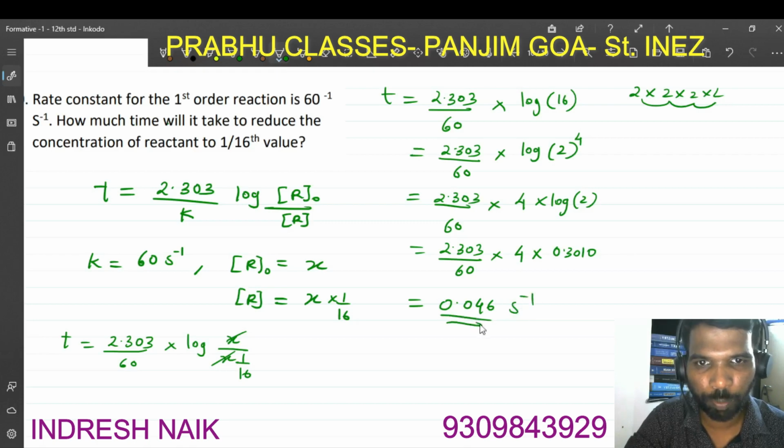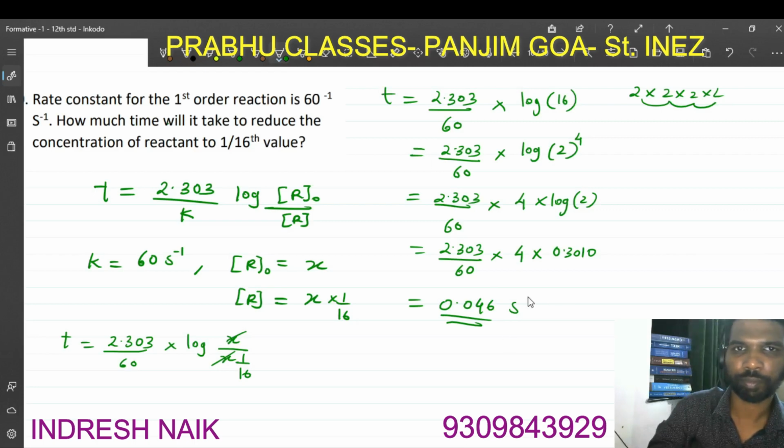Sorry, time is asked, no? So the unit is just seconds, right? This much time it is going to take to reduce it to 1/16. Okay, 2.303, one more time we'll do this, 4 multiplied by 0.3010 divided by 60. Yes, this unit is second.